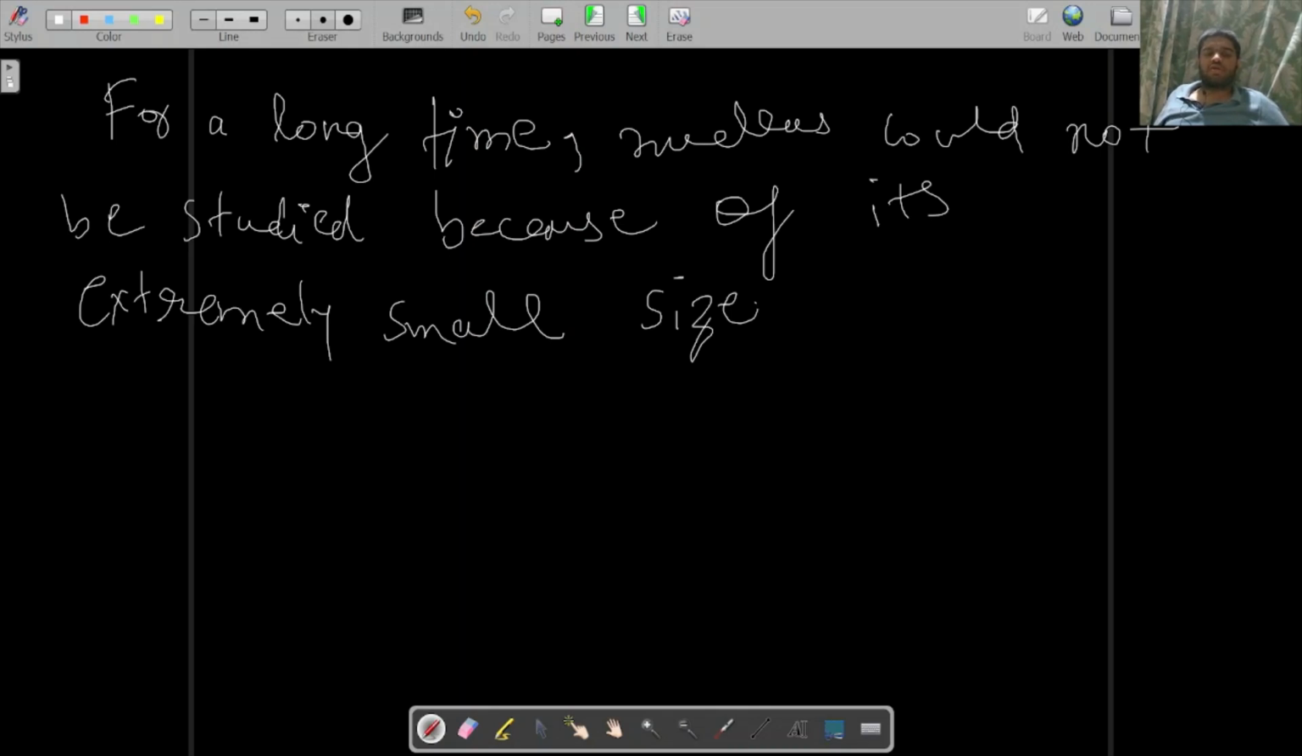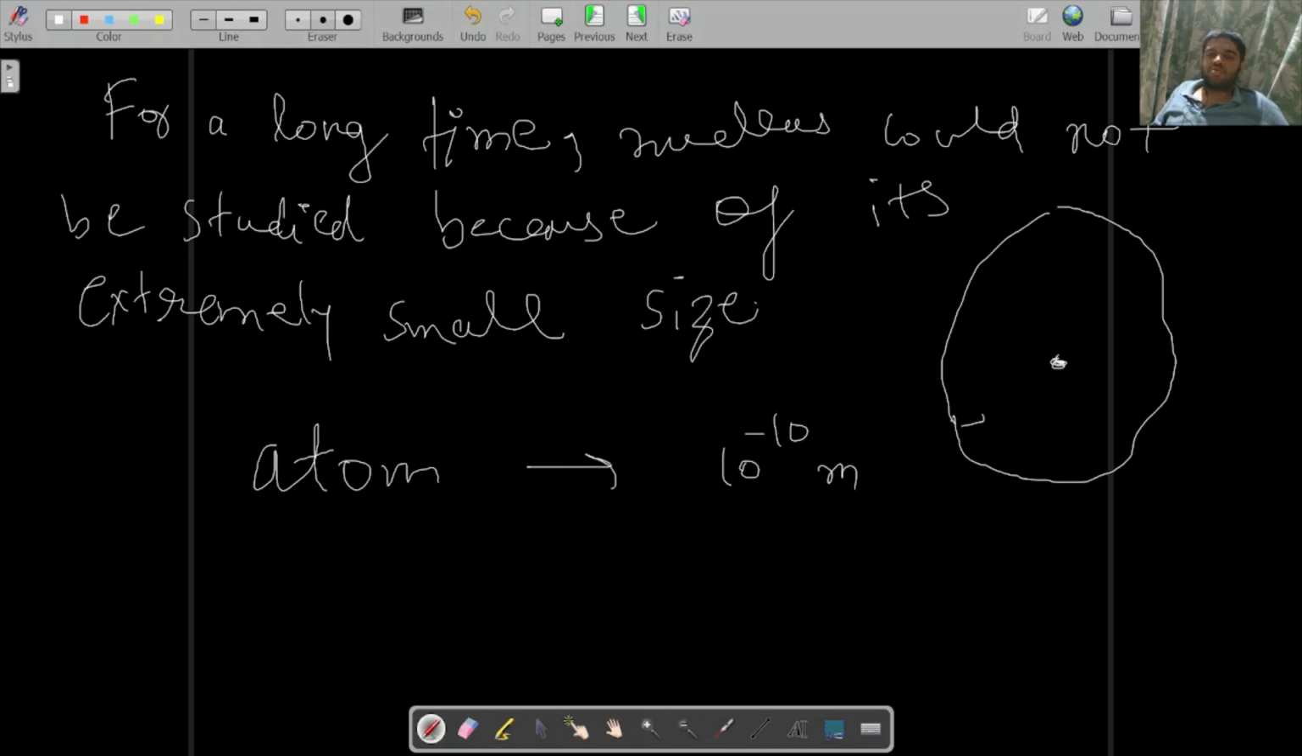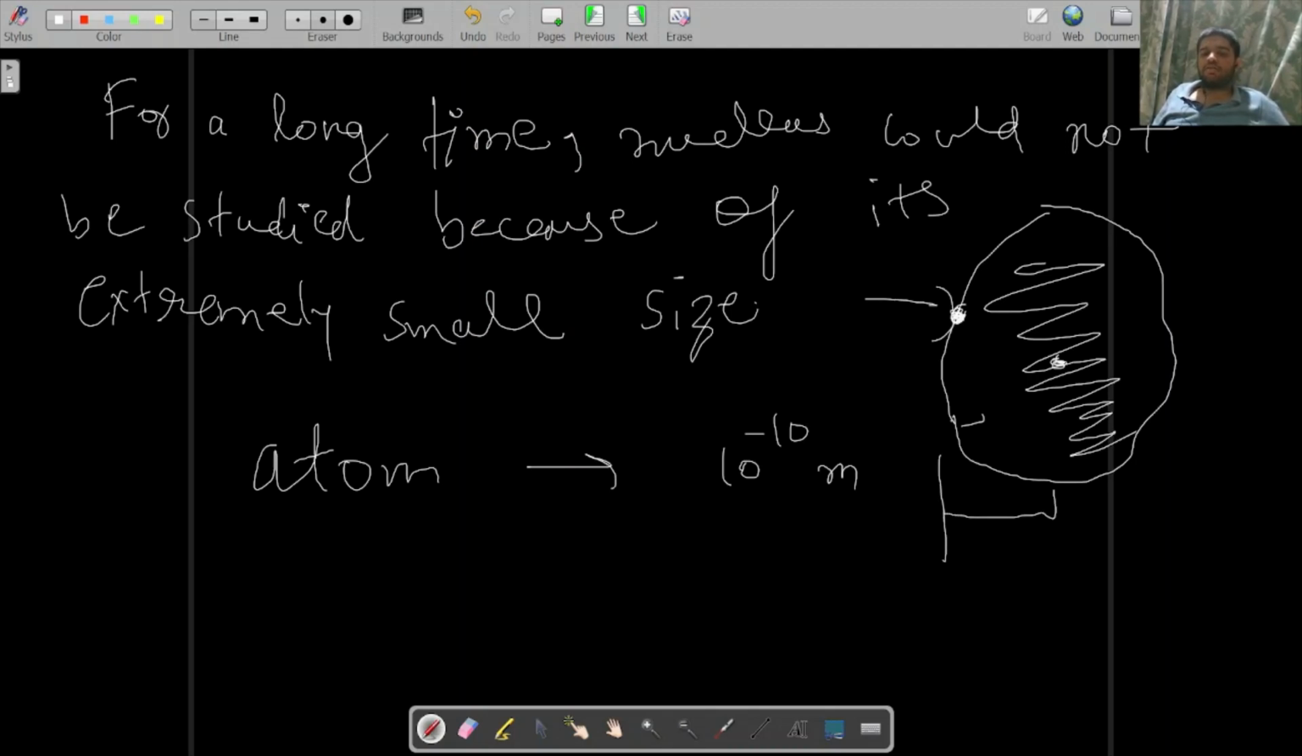So the atom is of the size of what? Your atom is 10 to the power minus 10 meter. What does this mean? Suppose this is the nucleus and this is the outermost shell, the outermost part where the electron is found. All these are inner electrons, and over here the last electron is found in this shell. So your atom's radius ranges from the center of the nucleus till the outermost shell where the last electron is. So this radius will be 10 to the power minus 10 meter.